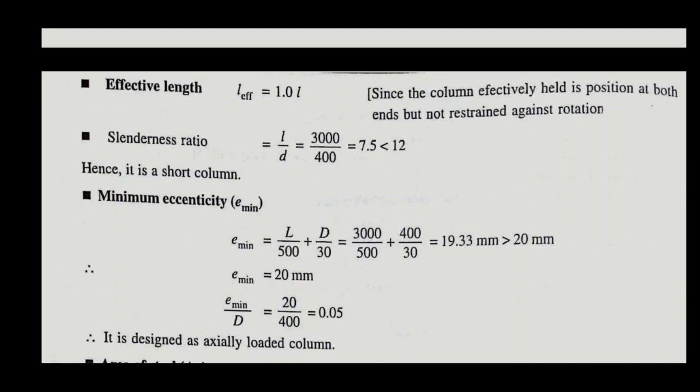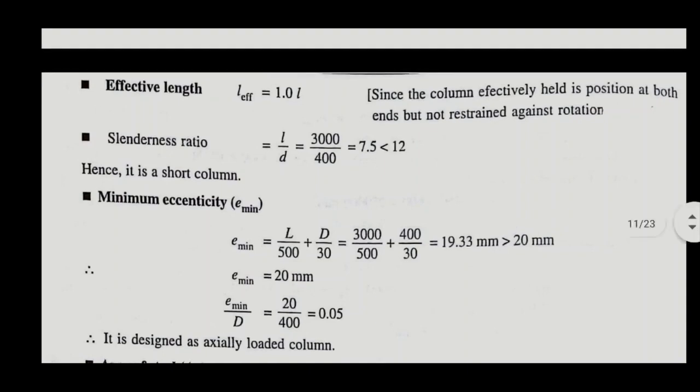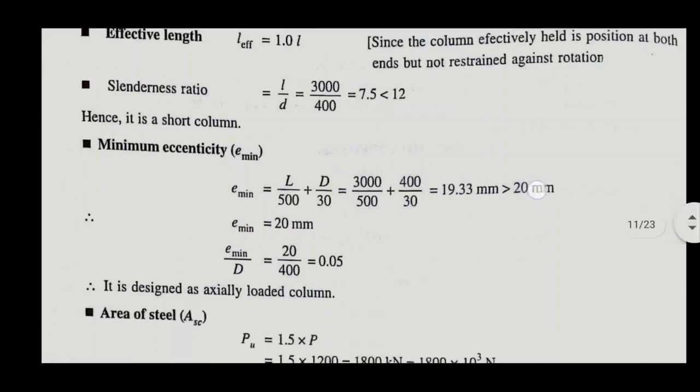So e minimum by D is 20 by 400, which is equal to 0.05. So e minimum by D is limited to 0.05. So it is designed as an axially loaded column as per IS code specification. Now, area of steel.